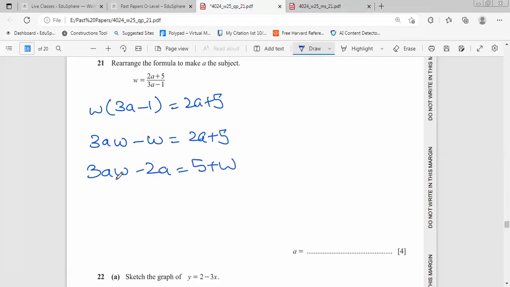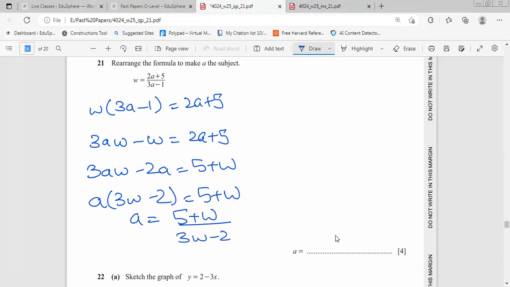When we are taking A common, it will be A bracket 3W minus 2 equals 5 plus W. And when we take this bracket on the other side, since it's multiplied, A equals 5 plus W over 3W minus 2. So the final answer is 5 plus W over 3W minus 2.